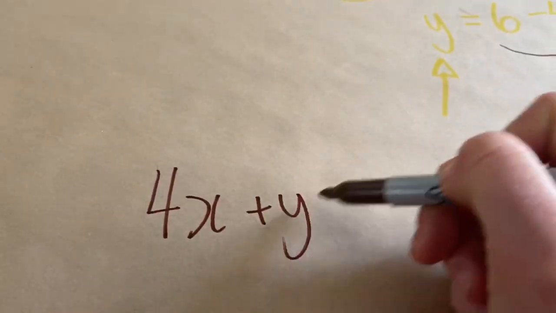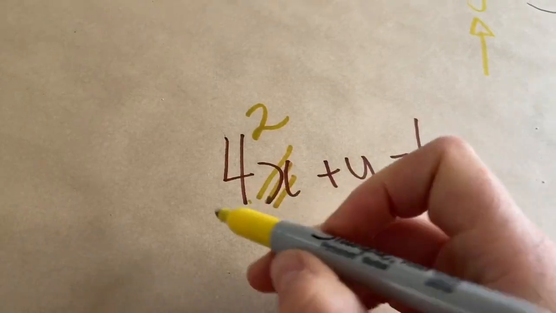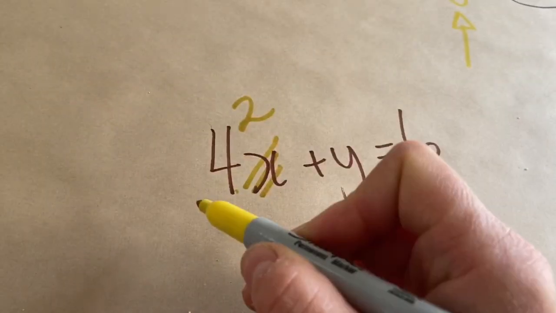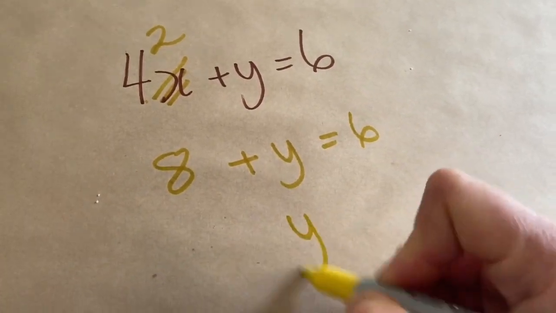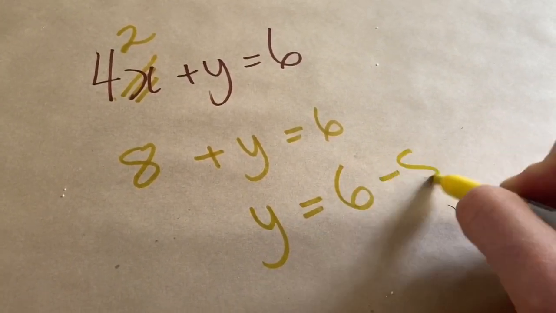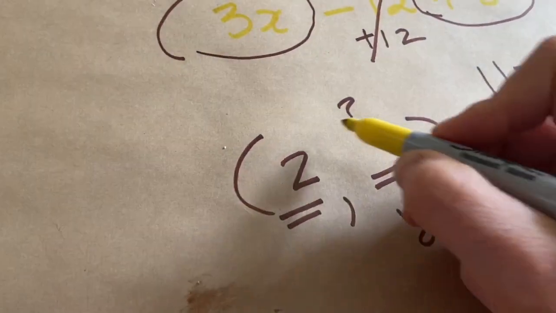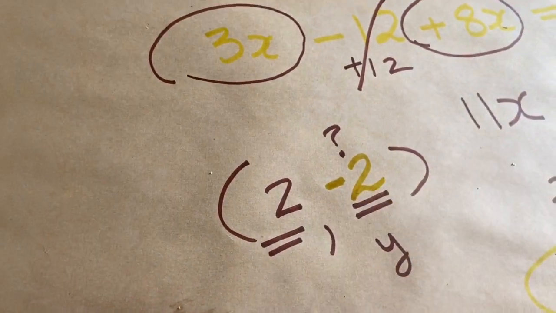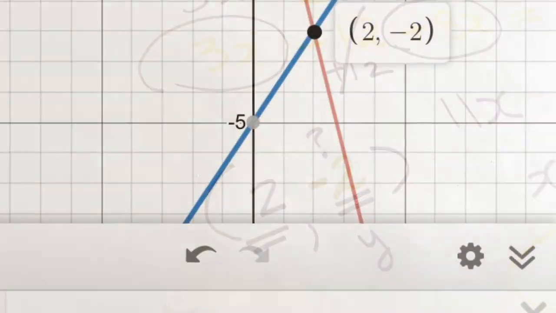I'm going to write down 4x plus y is equal to 6. I see down here that my x should be equal to 2. So what I'm going to do is cross off this x and make it a 2. So that means I've got the 4 and the 2 right next to each other. It means I'm multiplying. 4 times 2 is 8 plus y is equal to 6. And if I get y all alone, it's 6 minus 8. So y is equal to negative 2. So over here, my intersection point, the solution to the system of equations, will be 2, negative 2, just like we saw on Desmos.